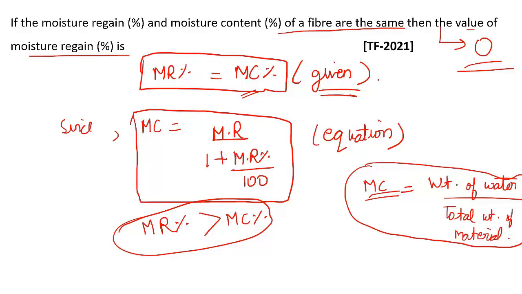I think you have understood this question, because only at 0 will this equation, MC, moisture content percent, equal to moisture regain upon 1 plus moisture regain percent upon 100, be satisfied. I think it is clear to you. Now coming on to the next question.